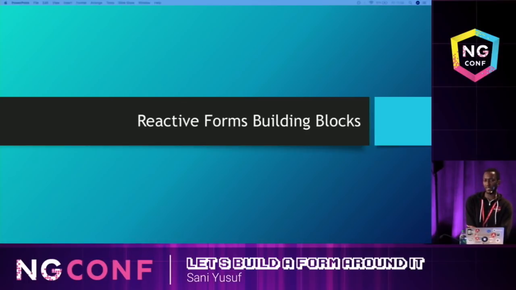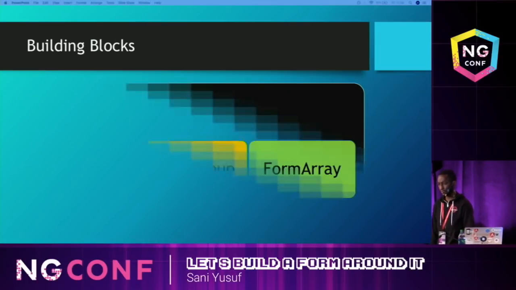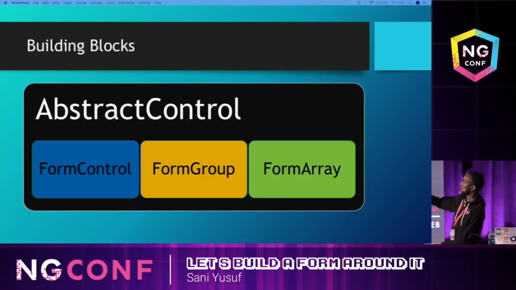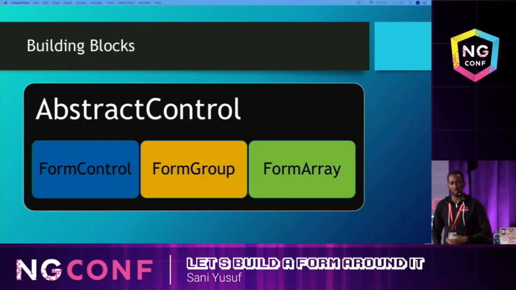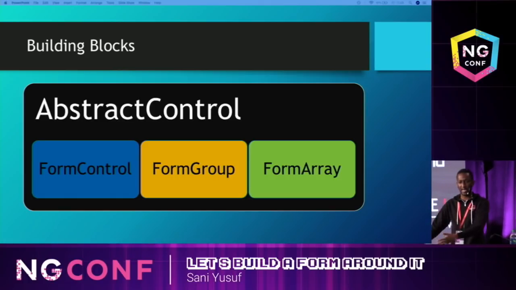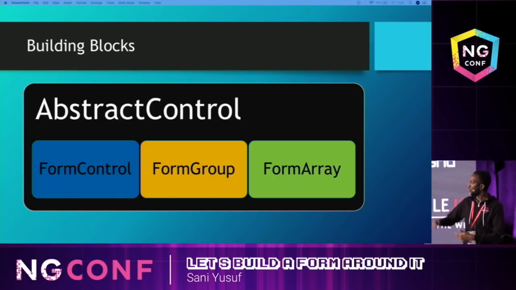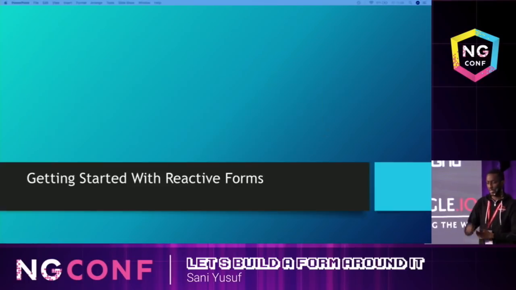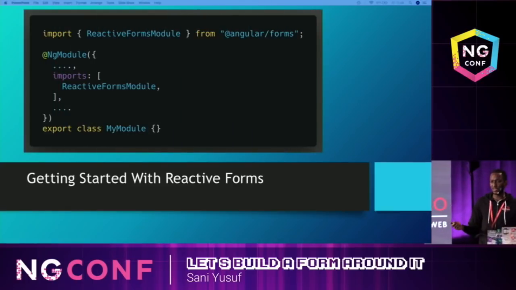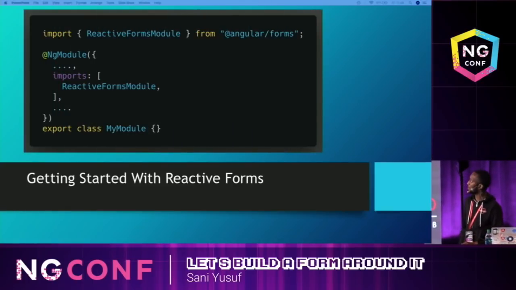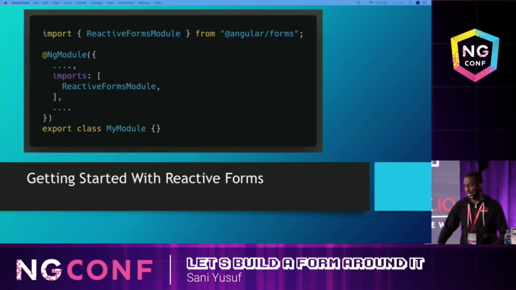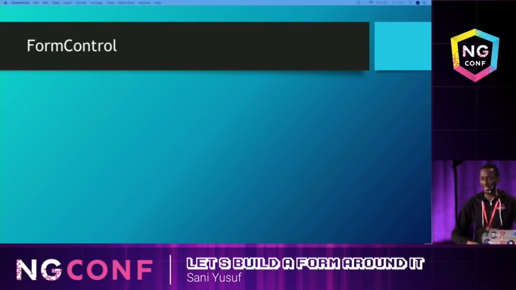Reactive form building blocks. So let's look at the building blocks of reactive forms. Everything inherits from this granddaddy called the abstract control. That's the base abstract. You cannot create a member of that. But you have the form control, the form group, and the form array. So to get started with reactive forms, you just import the reactive forms module from Angular Forms, and you put it in your imports block, and you're good to go. All right, and that gives you a lot of things.